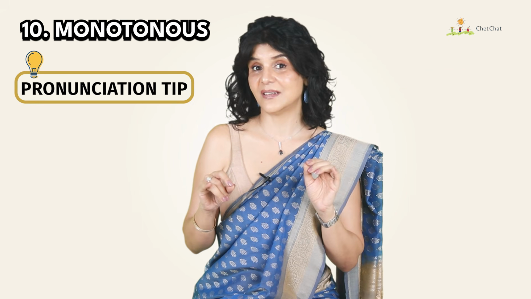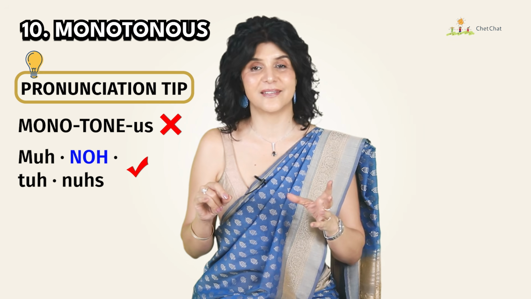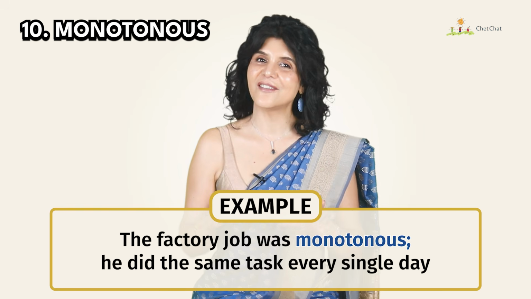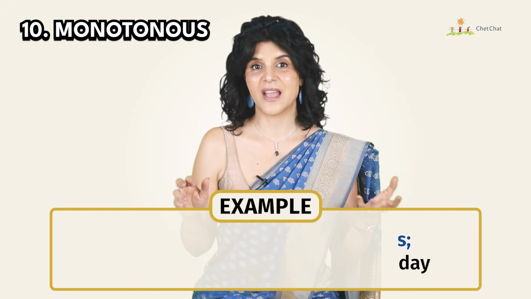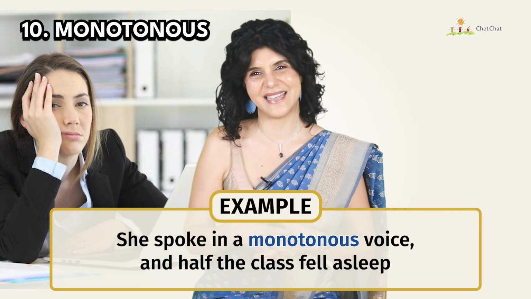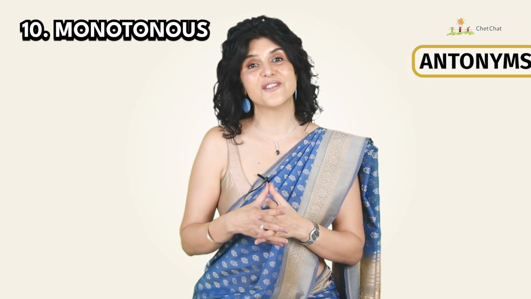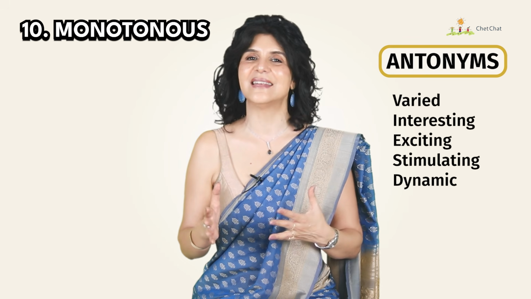A pronunciation tip. Say monotonous, with the focus on the no. Monotonous. Example, the factory job was monotonous. He did the same task every single day. She spoke in a monotonous voice and half the class fell asleep. Synonyms of monotonous are tedious, repetitive, dull, unchanging, humdrum. Antonyms are varied, interesting, exciting, stimulating and dynamic.